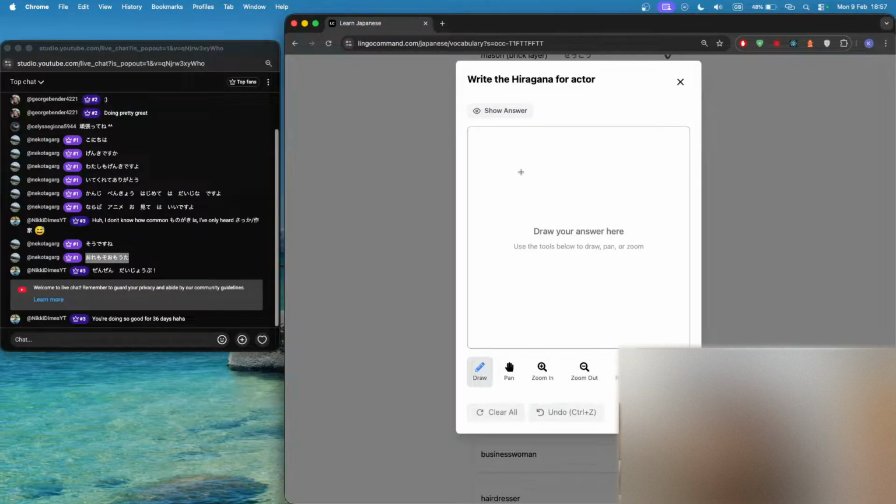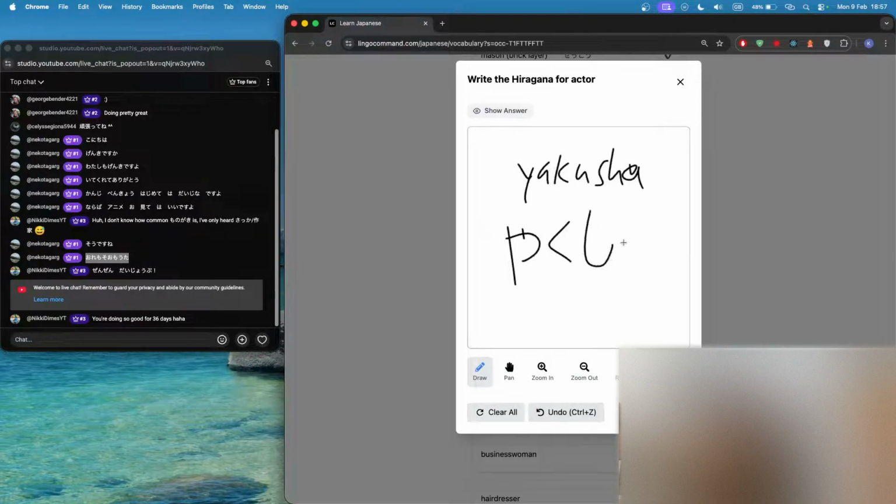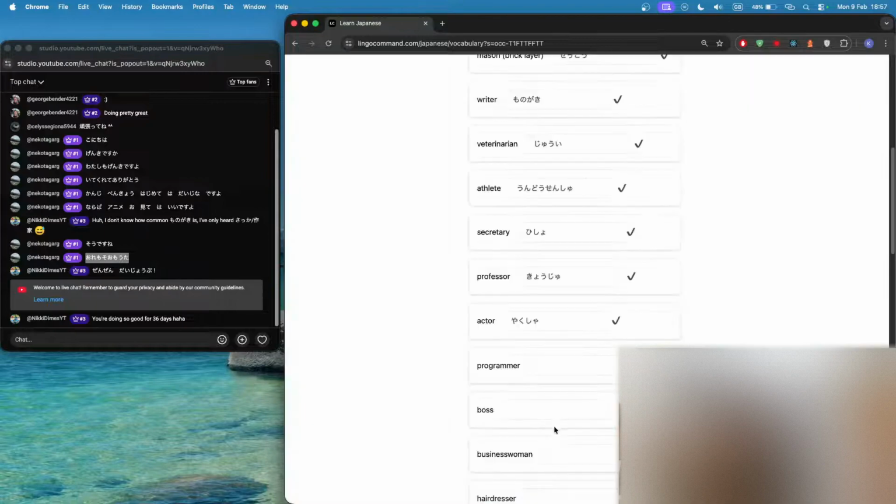So going to the next one, actor, I think, is yaksha. So this is ya, ku, this is shi. And then we want a half-sized ya to form this yun combination. So let's try and write that here. Yaksha. Okay, that's going well.